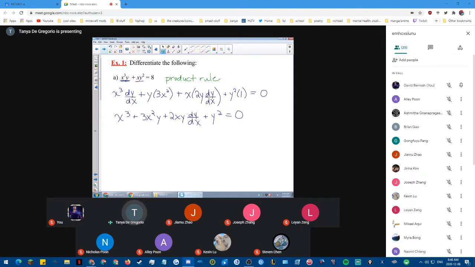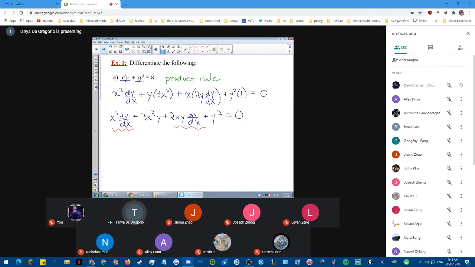Okay, so what can I do from here? I need to solve for dy dx. Did I lose a dy dx somewhere? Yes, I did. Right here. Okay, how would I solve for dy dx, guys? What should I do? I need these two terms together on one side, yes? Bring everything else over to the other side. I'm solving for dy dx.